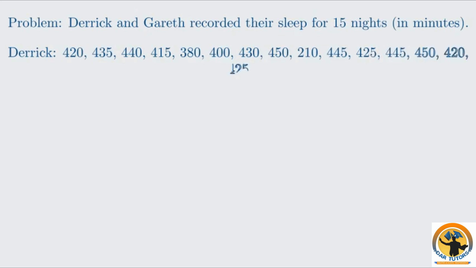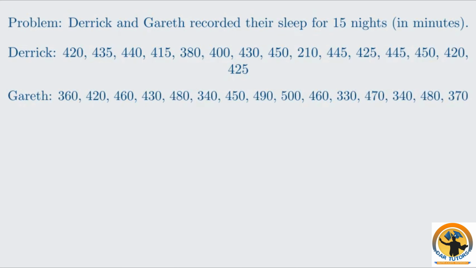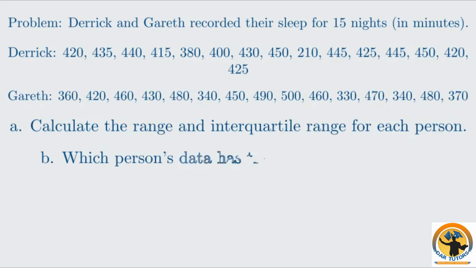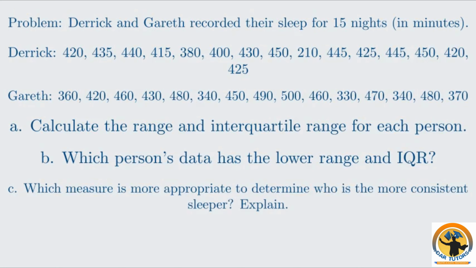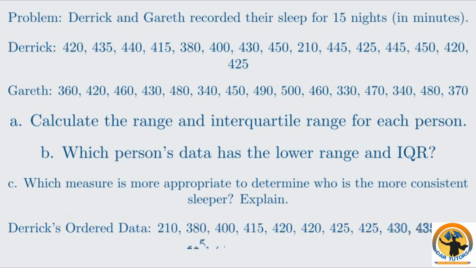Let's work through an IB-style problem that combines measures of center and spread. Two people, Derek and Gareth, recorded their sleep duration for 15 nights. We need to calculate the range and IQR for each person and use them to compare their sleeping habits. Let's start with Derek. First, order his data. Here is Derek's ordered data set.